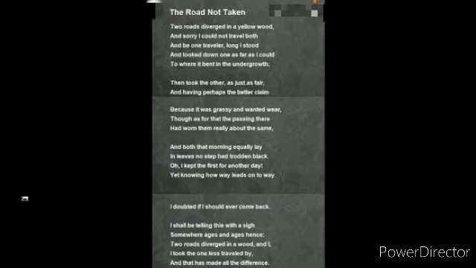Now come to the next stanza. "Oh, I kept the first for another day." Now here, this says that the poet is regretting. He thought, because both the roads were very much appealing, both the choices were very much appealing, that he was in a total dilemma, in utter dilemma, about which one he must choose.